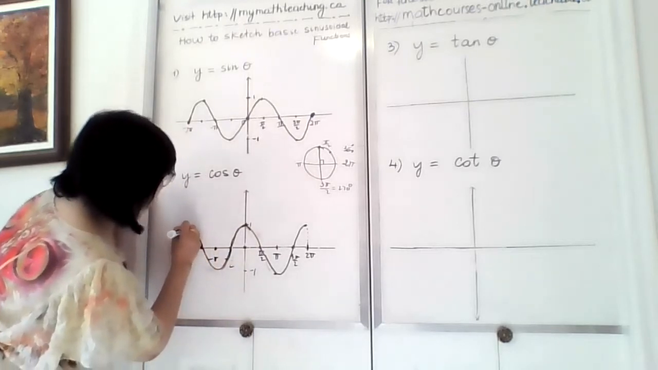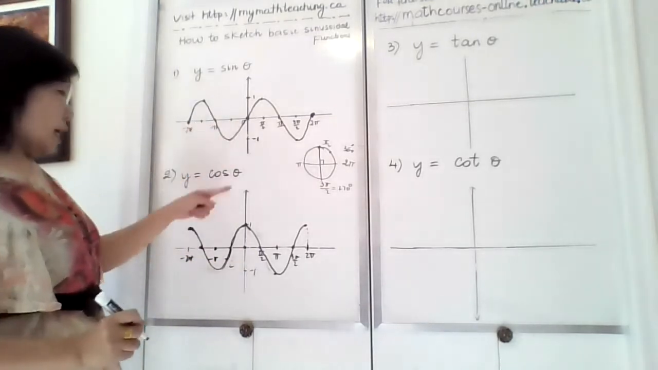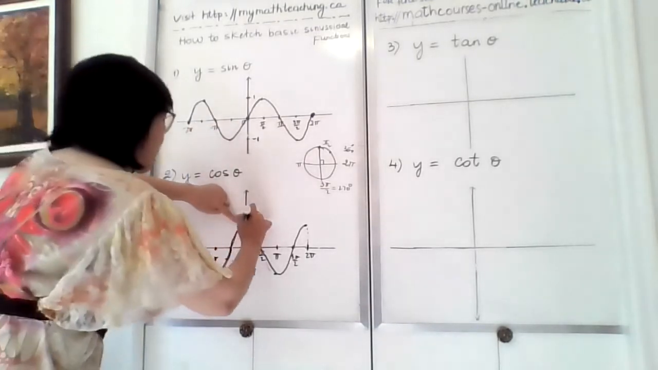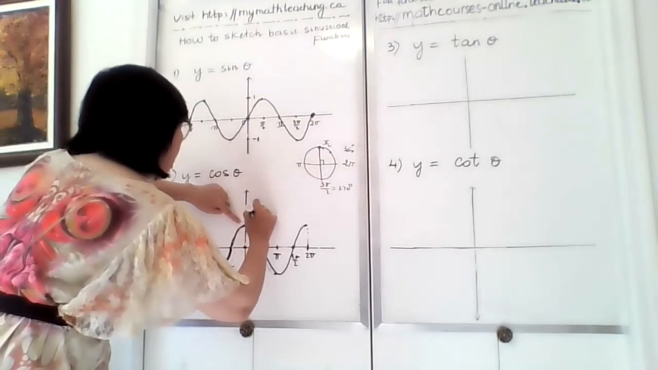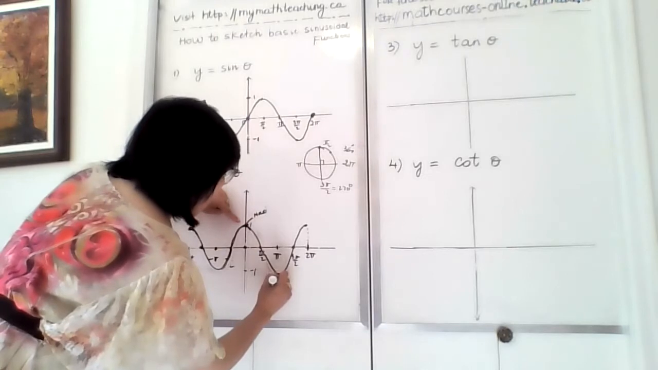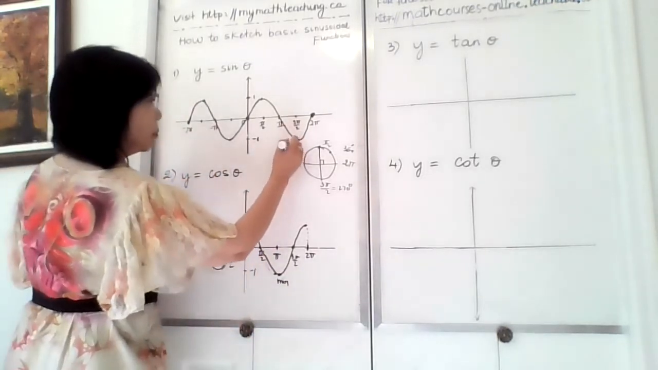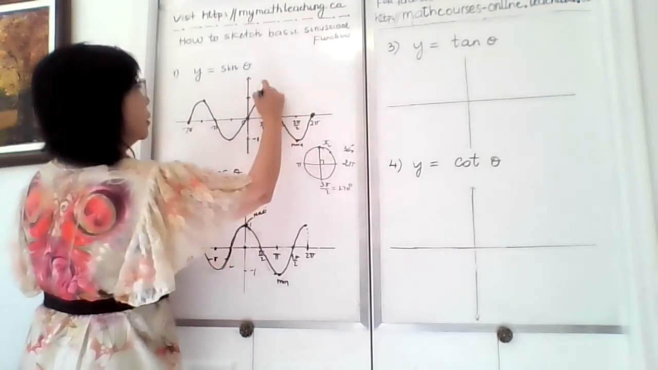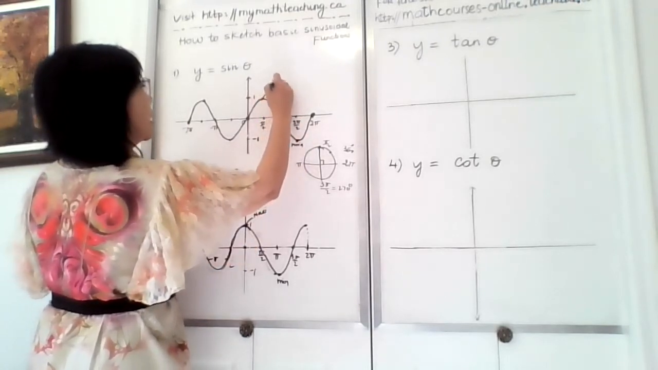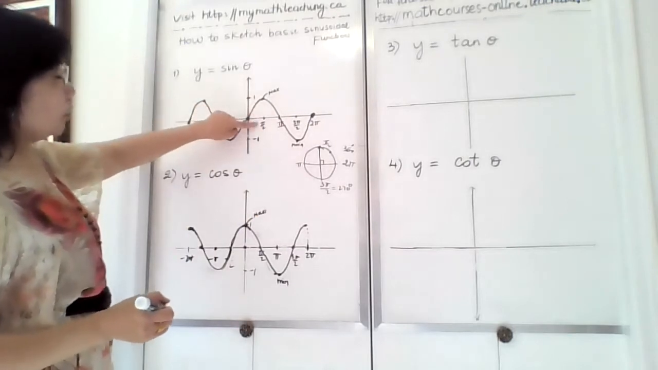Okay, so that's how you draw the cosine. So this is the sine and this is the cosine. Remember, this is the maximum point for the cosine, right? Maximum point. And this is the minimum. And this is the minimum for the sine, and this is the maximum for the sine. So notice the maximum for the sine is at pi over 2.